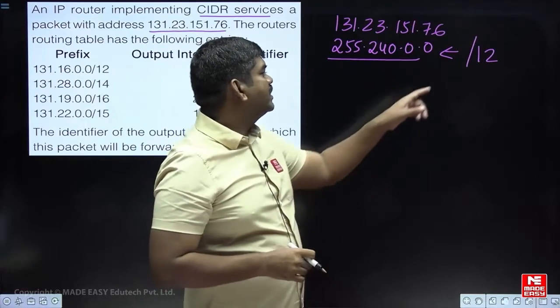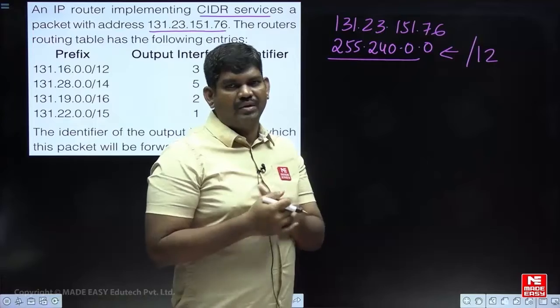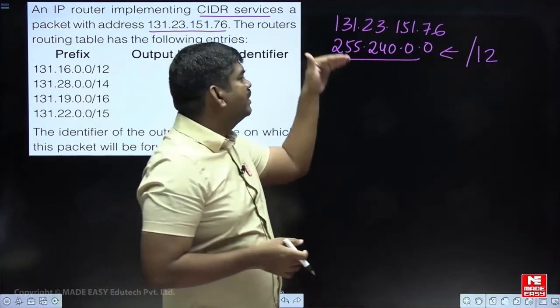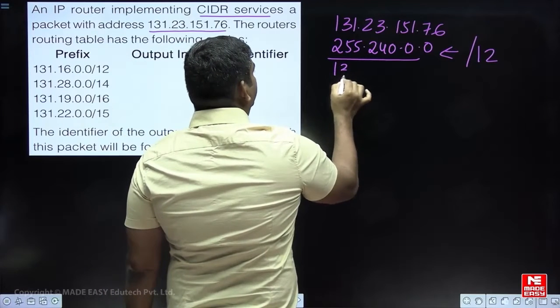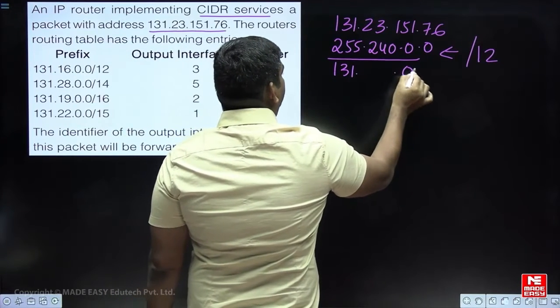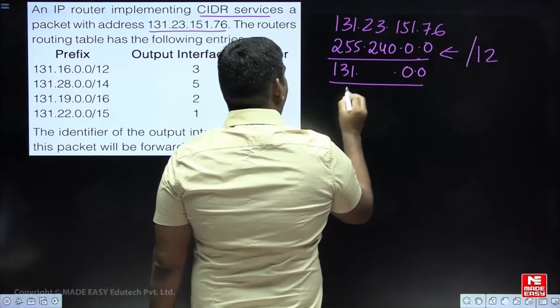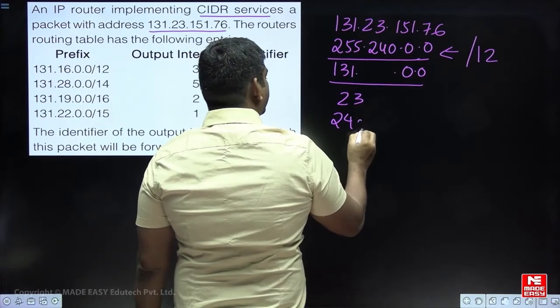How did we get that? /12 means 8 continuous ones, which is 255, followed by 4 more ones, which is 240. Between these two, if I perform bitwise AND, this value is 131, this is 0, and this is also 0. If you observe the second row, it is 23 and 240.